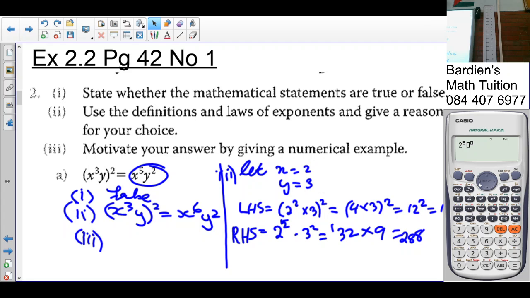Okay, you guys understand? So is the right-hand side equal to the left-hand side? No. So it confirms our statement, which says it is false. If I had chosen 1, probably 1 would have given me the same answer, because 1 to the 5 and 1 to the 3 are the same as 1. So you must watch out for the numbers you choose.